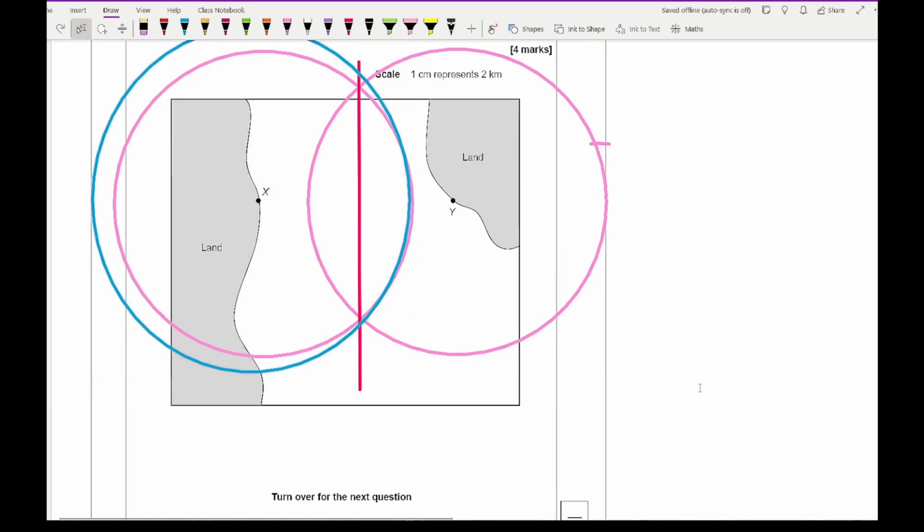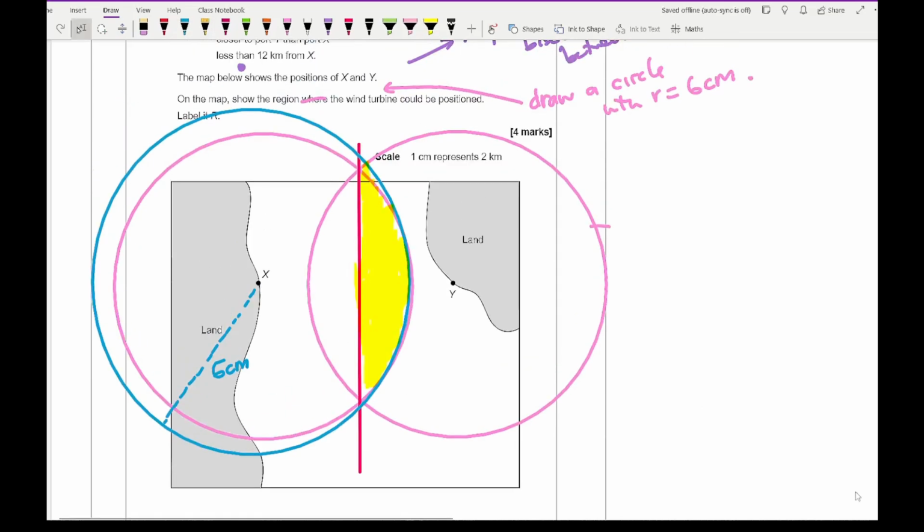Like so. So let's just assume that that blue circle has got a radius of 6 centimetres. So I want the right hand side of the line, but I want inside the blue circle, so it's going to be this region here. And again, just make sure that your shading is correct, and we're going to label that as R. So it's this region here.